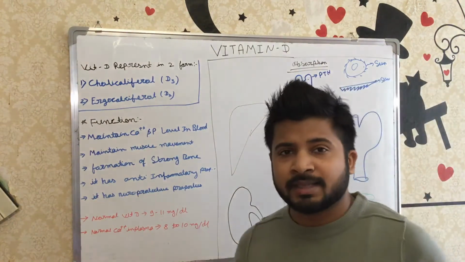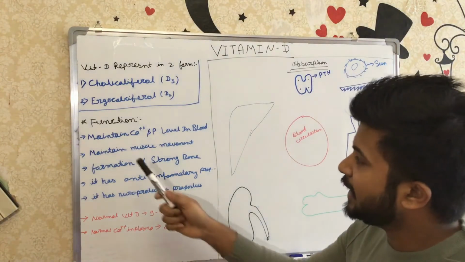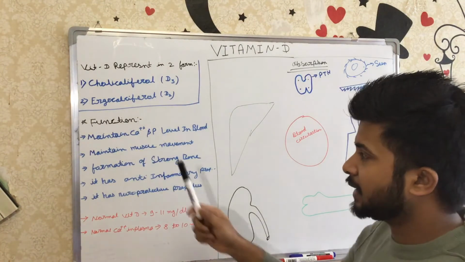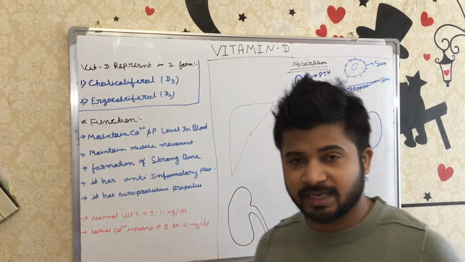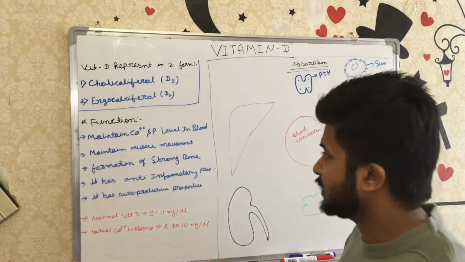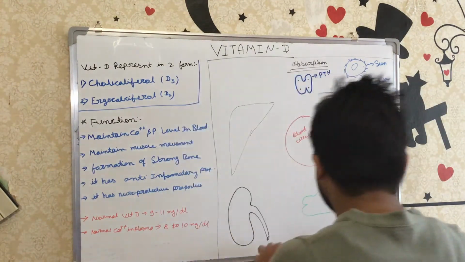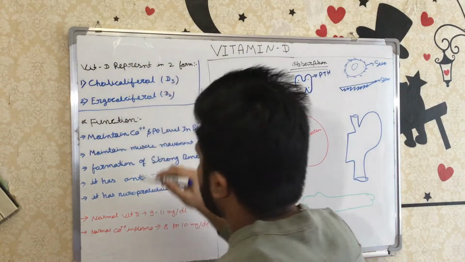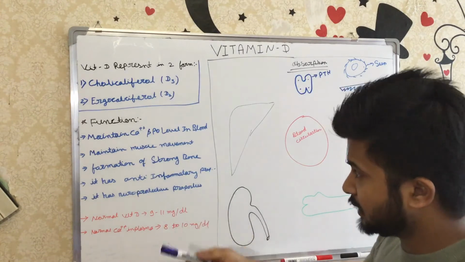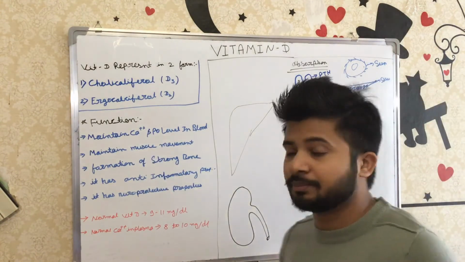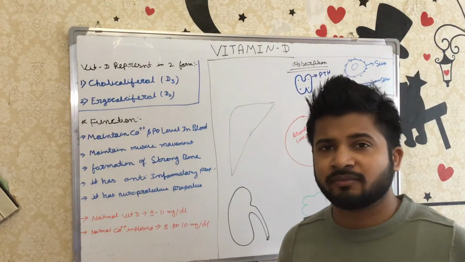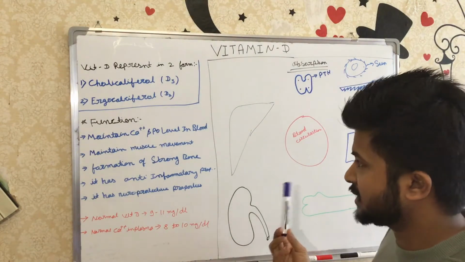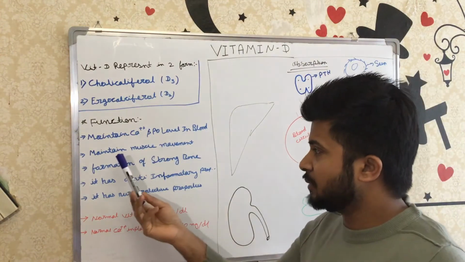What is the function? The main function of vitamin D is to maintain calcium and phosphate levels in the blood. Actually it maintains calcium, but calcium always moves with phosphate. That's why we say the calcium and phosphate level in the blood. And due to maintaining calcium, the function extends to maintaining muscle movement, because without calcium, muscles cannot contract. That's why it should be present in the normal amount.